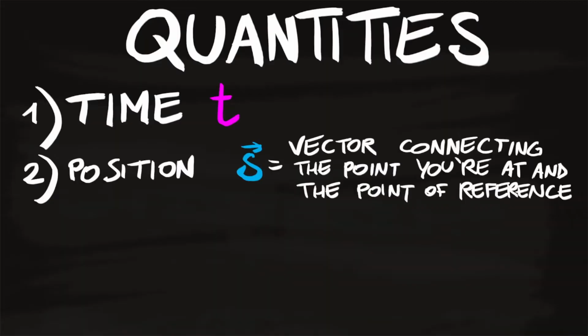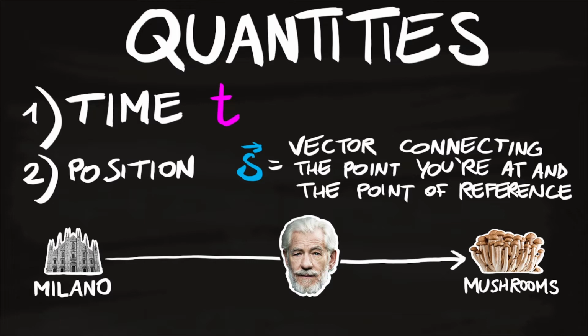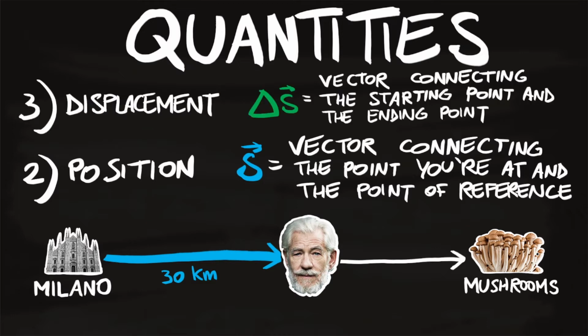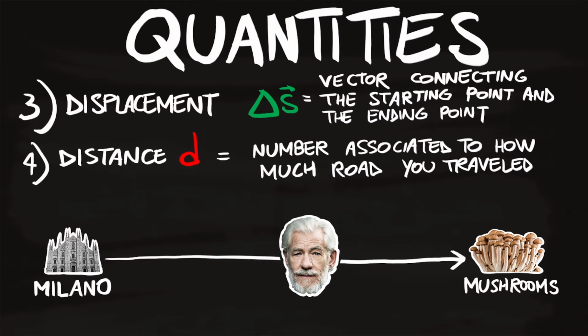Position is a vector, so it's an arrow which connects the point in space you're standing on and the point of reference. If Grandpa is going to his mushroom hunting spot, this is his position at this precise moment, 30 kilometers from Milan towards the wood. Displacement is still a vector, but it connects the starting point and the ending point. Also, I better just tell you right away that distance is not a vector, it's a scalar, so it's a number. Its job is telling you how long you've traveled.